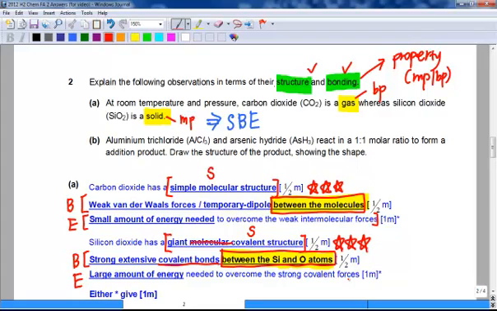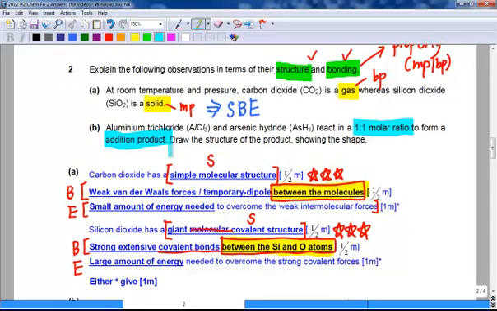For the next one, 2B, we are talking about aluminum chloride and arsenic hydride reacting in a 1:1 mole ratio to form an addition product. Draw the structure of the product showing the shape. This question is also from the tutorial. Let's take a look at the answers. They want you to explain the observations. So in this case, we need to explain why they react in this mole ratio and why it gets this addition product.